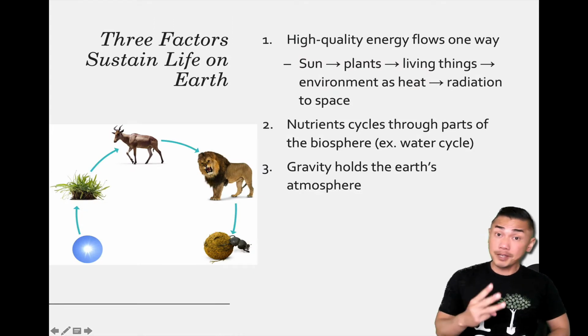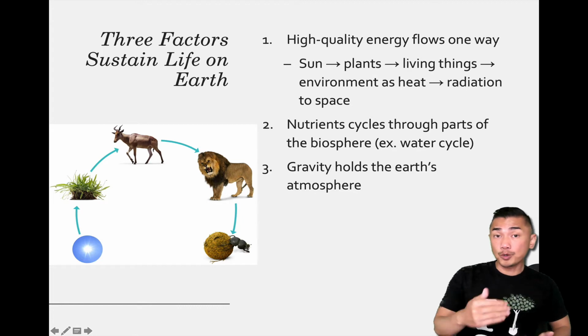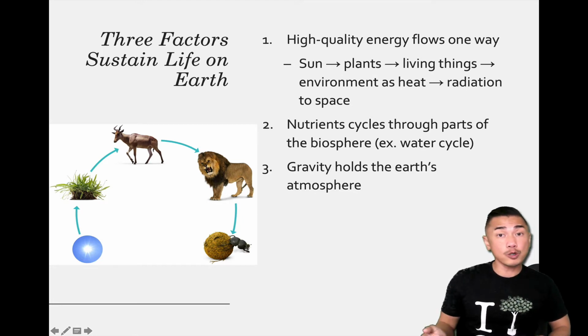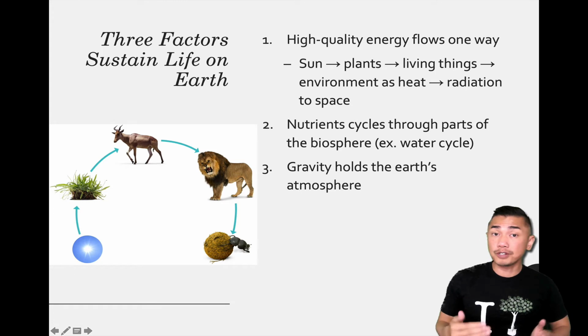There are three things that sustain life on Earth. The first is the flow of energy in one single direction. Most life on Earth depends on the sun for energy. Energy makes its way from the sun through living things and then is released back into the environment or space as heat. The second thing is the cycling of nutrients through different parts of the Earth's biosphere.